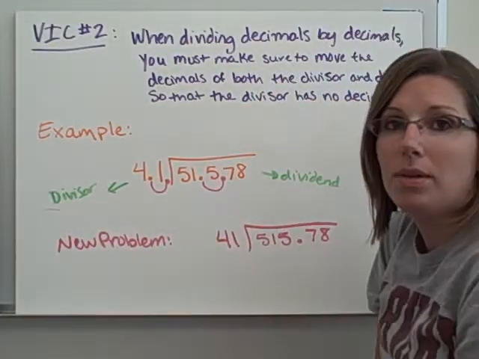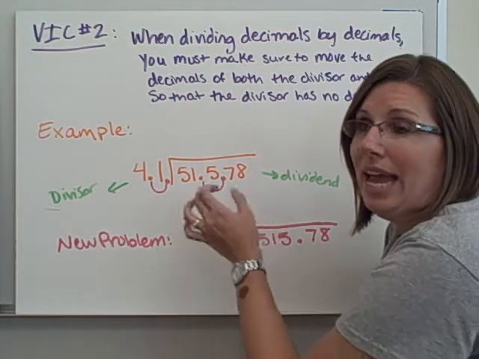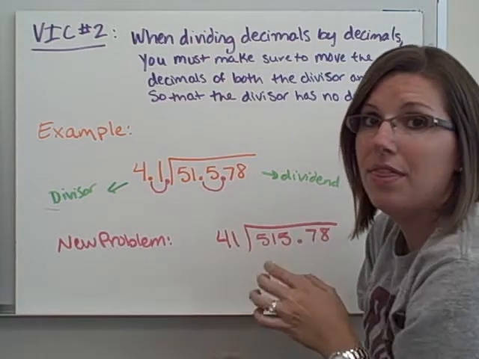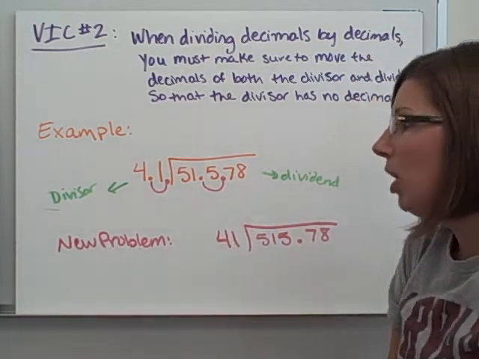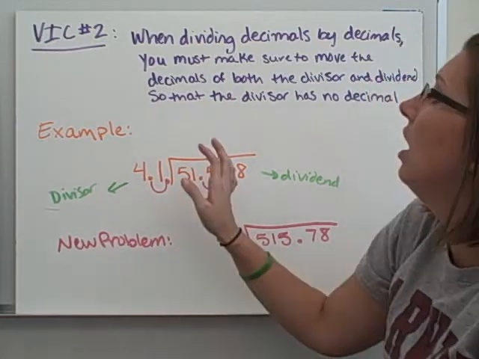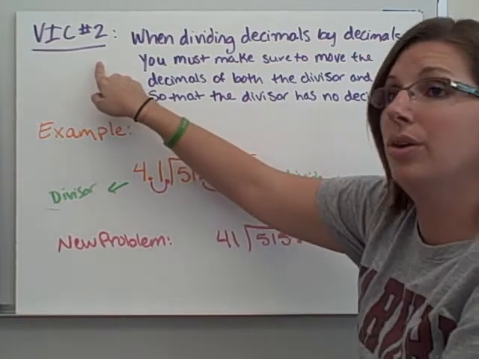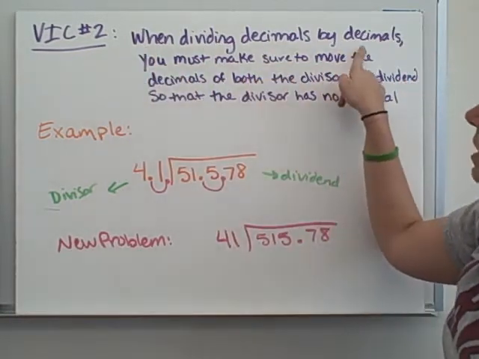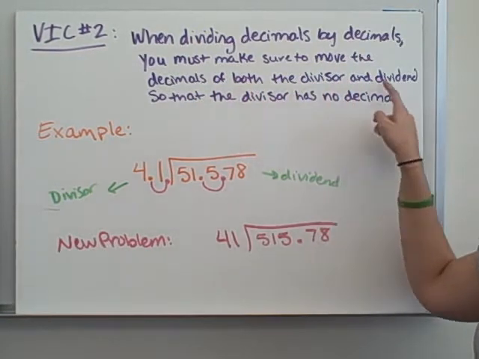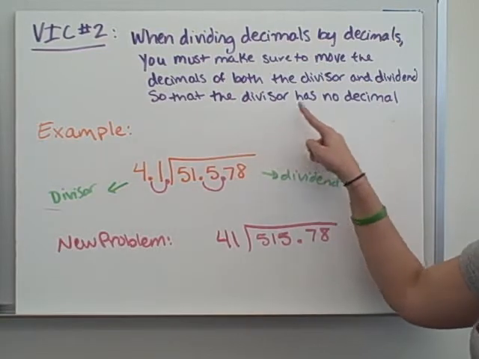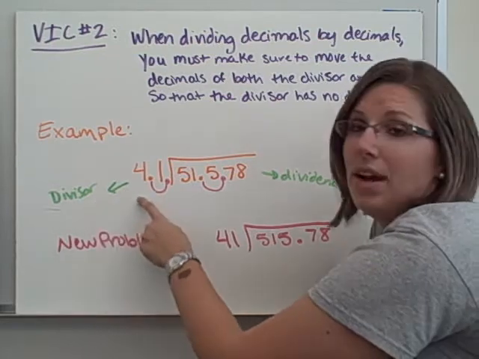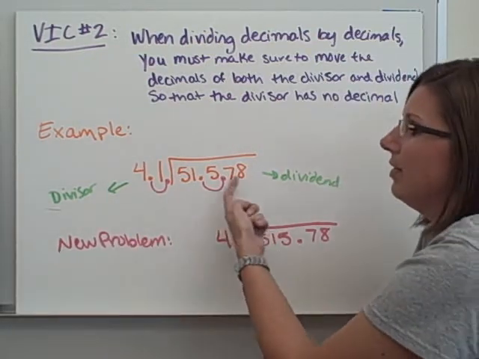Now you will get some problems that have decimals on the inside and the outside of your long division sign. That creates a little problem. We cannot have any decimals out here, so we need to fix it. The way we fix it is stated here in our Vic number 2. When dividing decimals by decimals, you must make sure to move the decimals of both the divisor and the dividend so that the divisor has no decimal. Just in case you're wondering, this is the divisor out here. The dividend is on the inside.